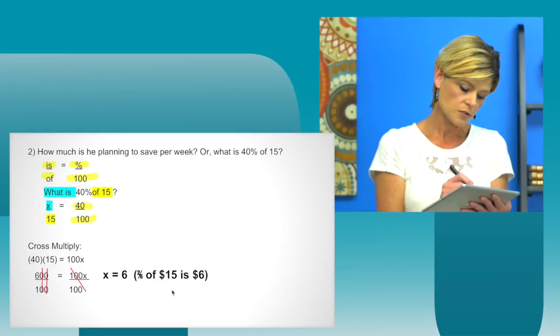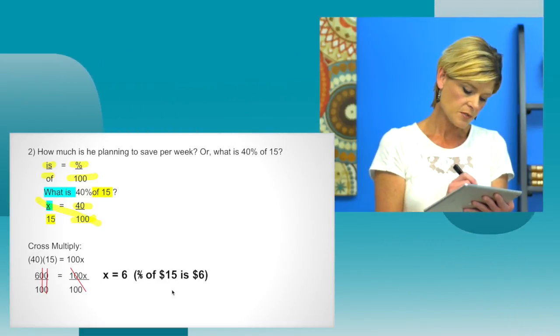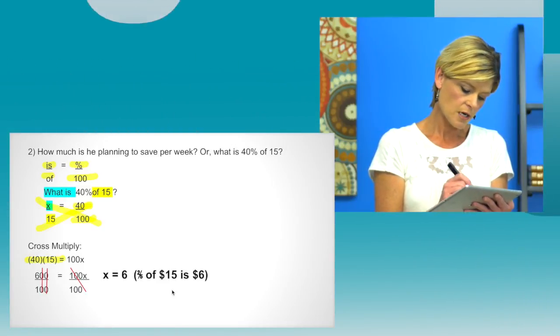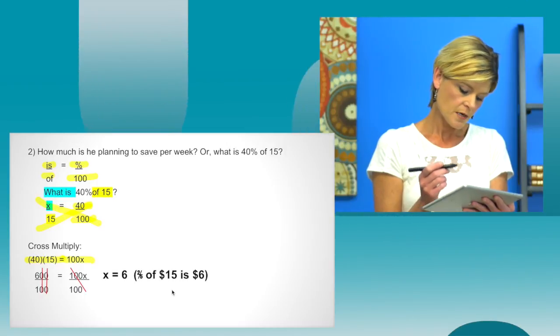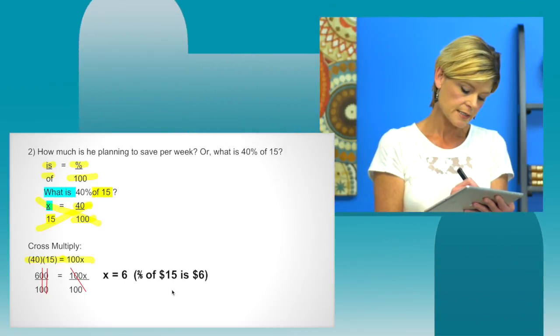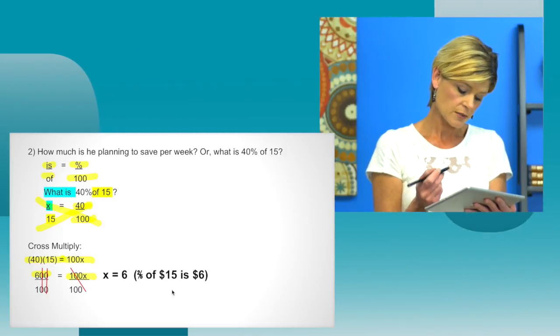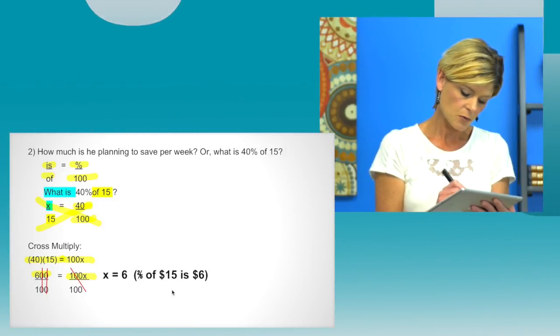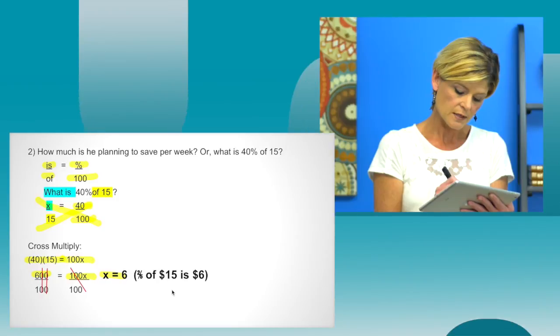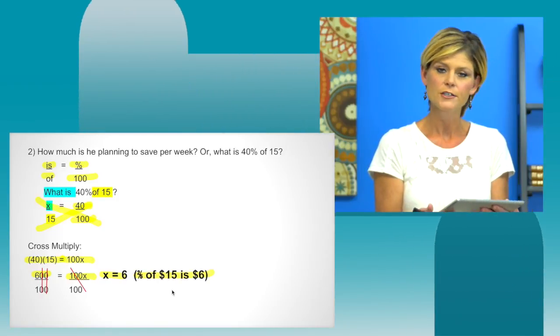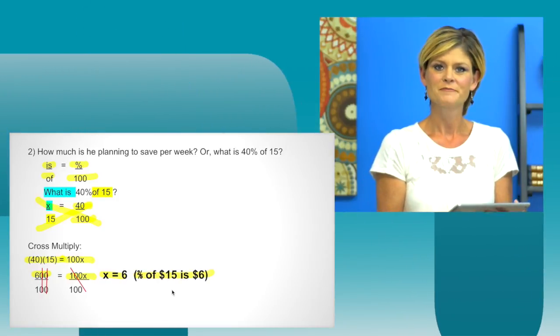Again, I'm going to cross multiply. 40 times 15 equals 100x. All right? I'm going to do my multiplication, and I get 600 equals 100x. My zeros cancel out, and I get x equals 6. So 2/5 of $15 is $6.